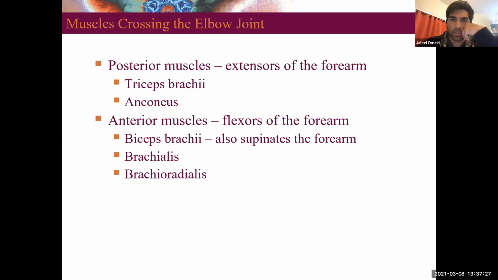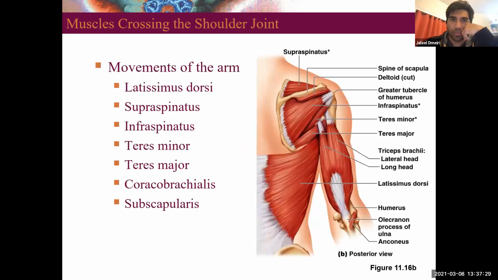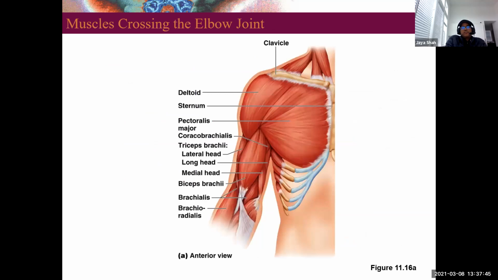Why is there an asterisk on a few of them? There's an asterisk at the end of supraspinatus, infraspinatus, and teres minor. Is there a reason for that? Just the deep muscle tissue, they have done that. So it's not a big deal. This is the same muscles.